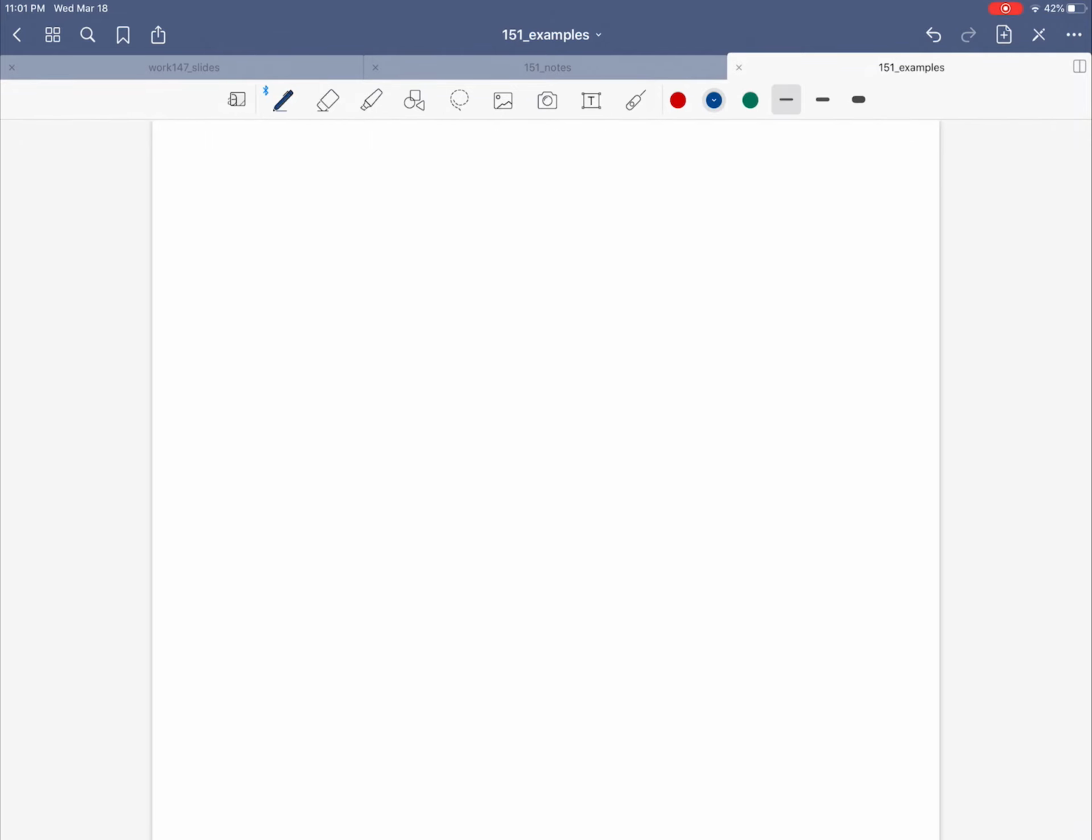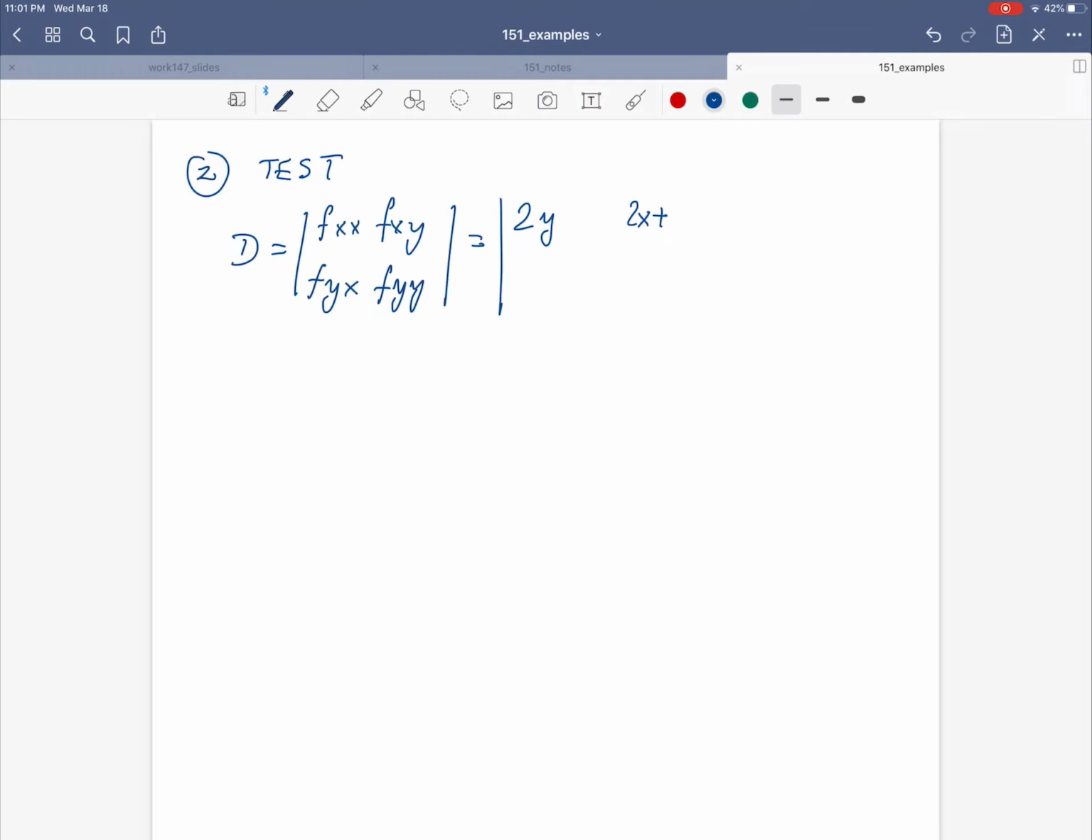The second step, again, is the test. So we start with our discriminant. It's a determinant of the following 2 by 2 matrix. We need to compute the partial derivatives. Using the first order partial derivatives on the previous slide, we can compute the second order partial derivatives, and they are 2y, 2x plus 2y, 2x plus 2y, and 2x. Computing the discriminant, we get 4xy minus (2x plus 2y) squared.